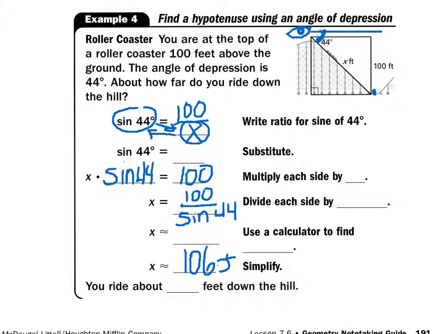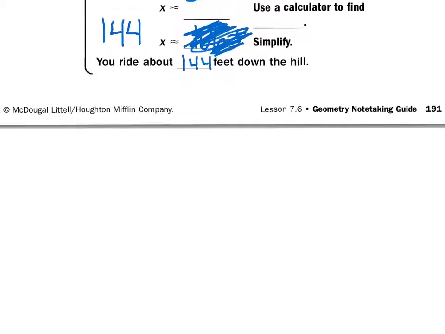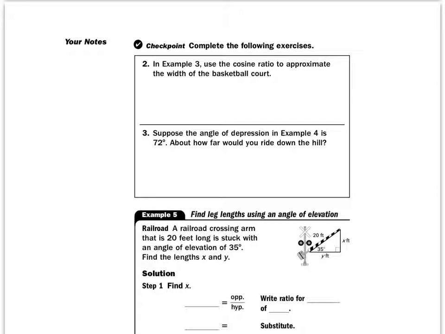Okay, and oops, I wrote down the wrong number here. I was looking at the last problem. So let's take this out. So 100 divided by sine of 44 is 144 feet down. So there we go. Okay, next. Okay, see if you can do these two checkpoints and then start the video again when you're done.